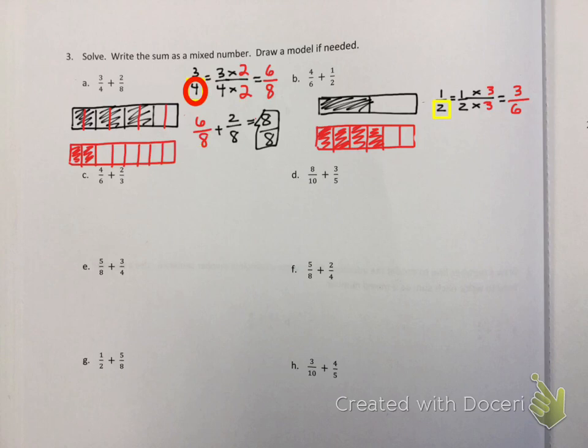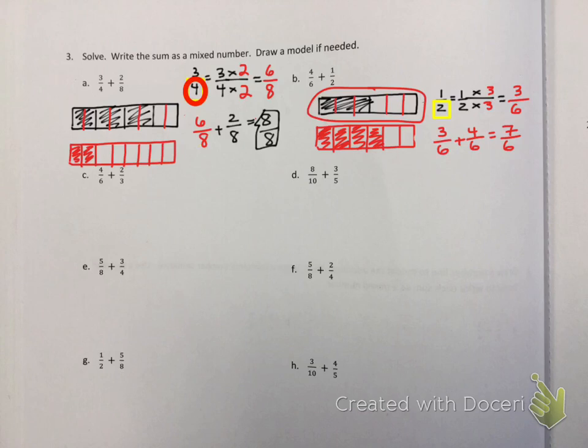Now on my tape diagram, I'm going to cut them into thirds. So now I have sixths. And look, this equals 3/6. Nice. So now I'm just going to add 3/6 plus 4/6 to get 7/6. Okay.